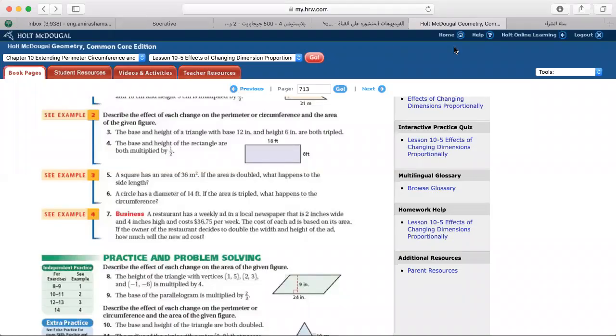Now we have number 5. A square has an area of 36 meters squared. If the area is doubled, what happens to the side length? So before, what was the side length before the area was doubled? How will I get it? If the area is 36, what is the formula of the area of the square? The formula of the area of the square is equal to side multiplied by side, or side squared.